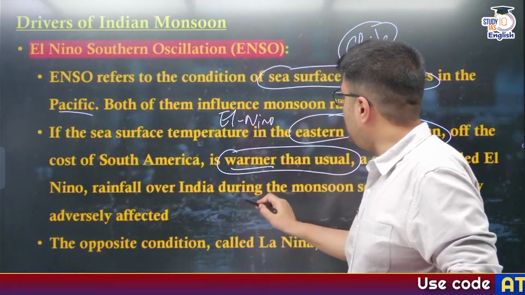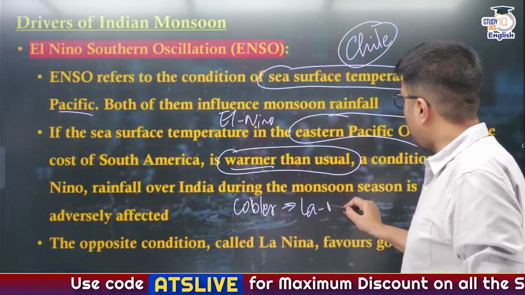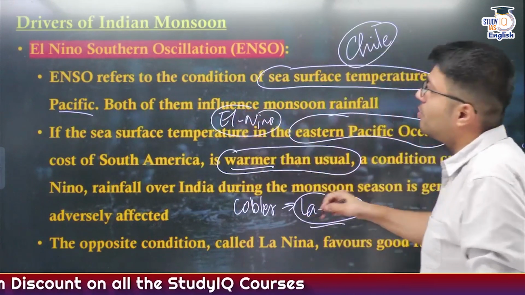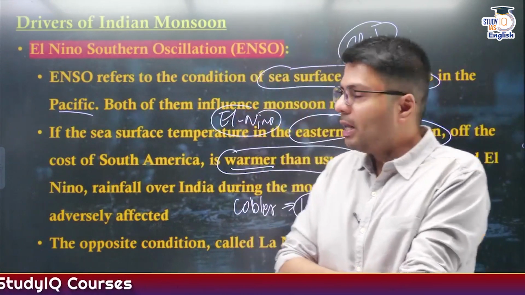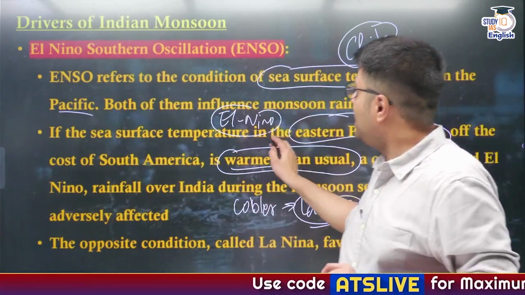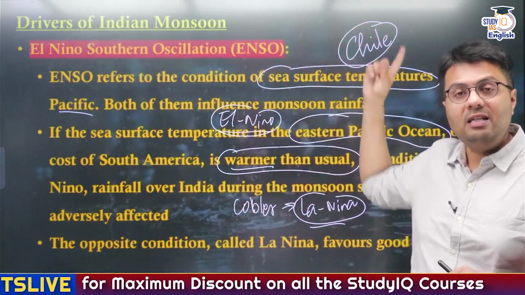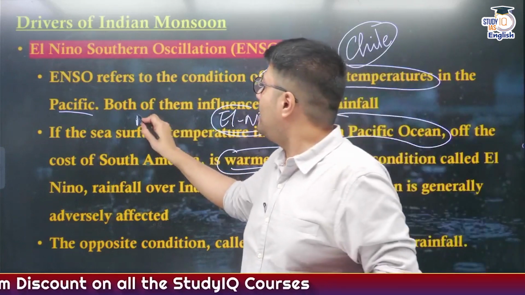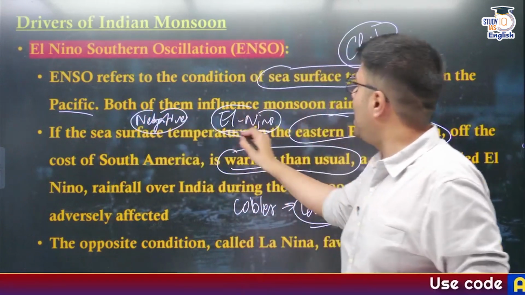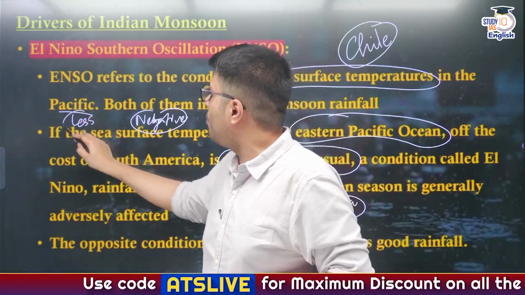And if it is cooler than usual, that is opposite of El Nino, then it is known as La Nina. Okay, so these are two phenomena known as El Nino and La Nina, which constitute the El Nino Southern Oscillation. Now, it has been widely estimated and seen that in cases of El Nino conditions, which means warmer than usual temperatures prevailing in the eastern Pacific Ocean, it negatively impacts the rainfall in India. So, for example, if El Nino conditions prevail in eastern Pacific Ocean, it will lead to less than usual rainfall in India.